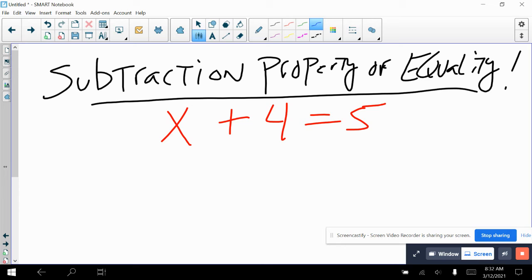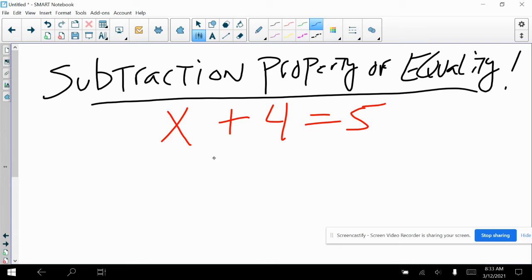Again, we want to keep or get the variable by itself on one side of the equation. Okay, yes, these are extremely easy. Yes, I know you can do them in your head. I get all that. But you don't know what's coming down the road. That's why I'm trying to help you here.